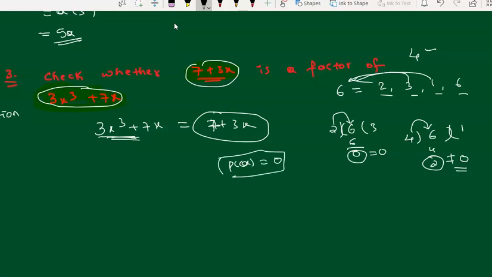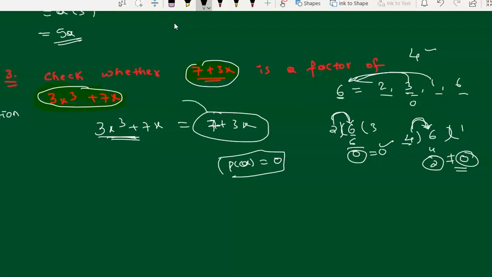Here when I get remainder 0, then only I say 2 is a factor of 6. When I divide 6 by 4, my remainder was not 0. That's why I'm not saying 4 is a factor of this. When I divide 6 by 3, I got remainder 0. That's why I said 3 is a factor of this. Here also same thing, guys.